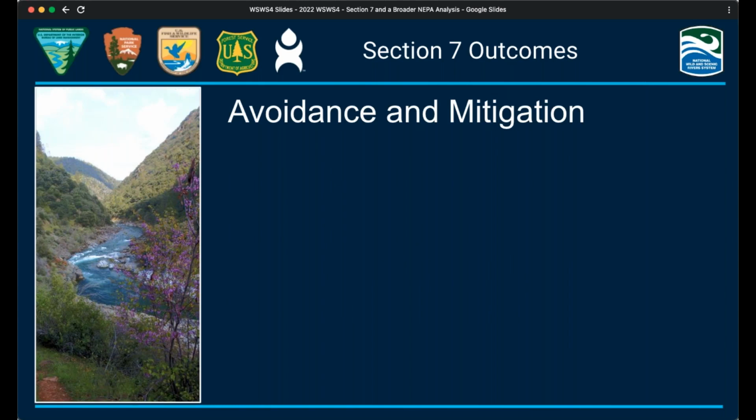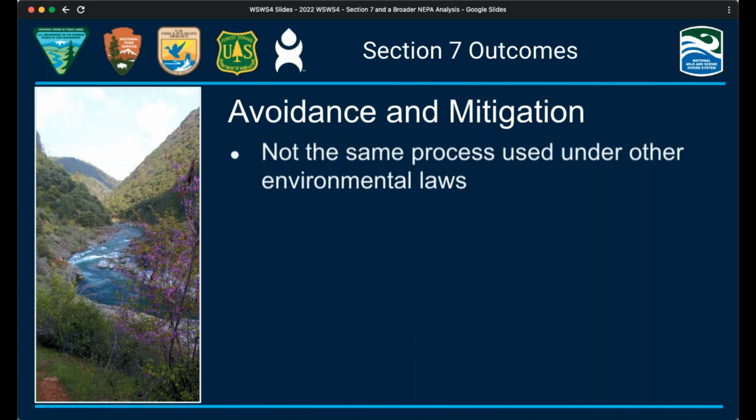An applicant's efforts to avoid, minimize, or mitigate impacts are often a critical part of the Section 7 process. However, Section 7 does not allow mitigation to be applied in the same manner as under other environmental protection laws. For example, Section 4(f) of the Department of Transportation Act of 1966 allows a project to go forward if there's, quote, "no feasible and prudent alternative."